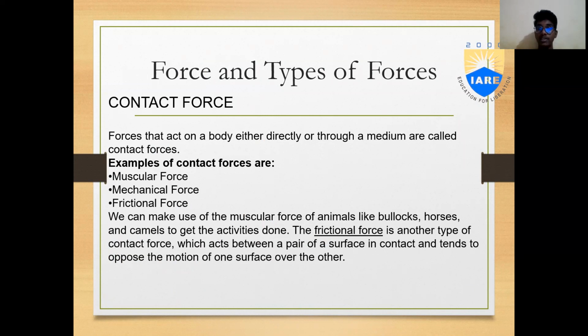We can make use of the muscular force of animals like bullocks, horses, and camels to get activities done. The frictional force is another type of contact force, which acts between a pair of surfaces in contact and tends to oppose the motion of one surface over the other.